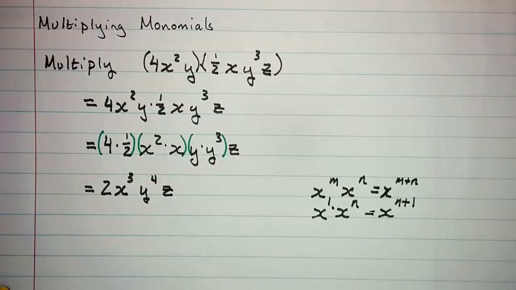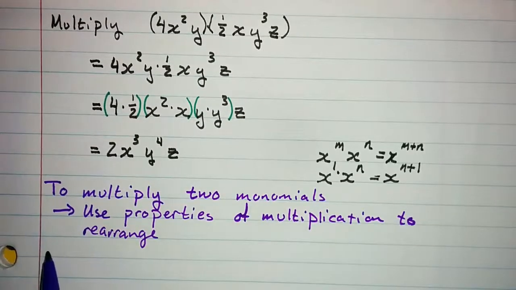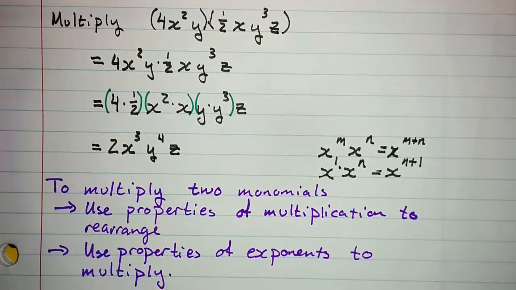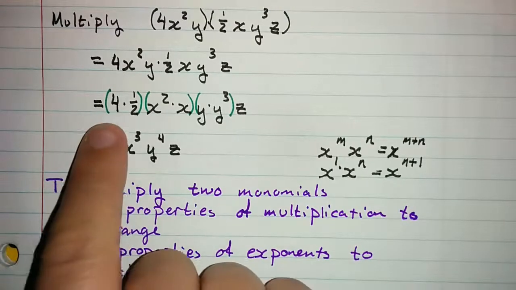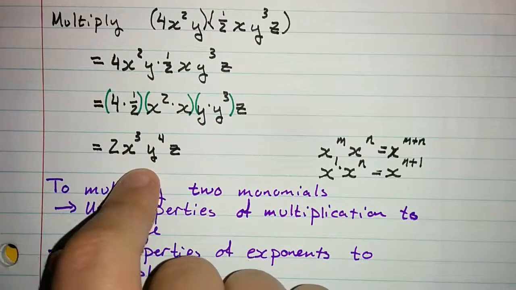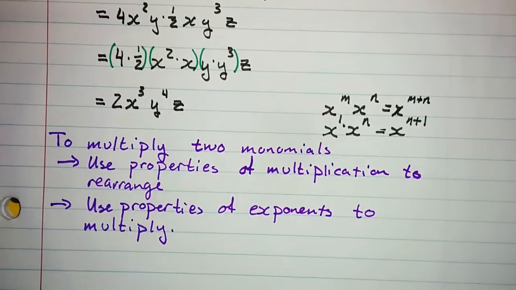So what do we do when we multiply 2 monomials? We use the properties of multiplication to rearrange, and then we use the properties of exponents to multiply. And that's all there is to it. Now, do we necessarily write out the gory details of all these steps? Usually not. How do we usually write this out?